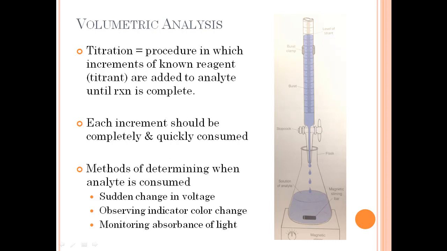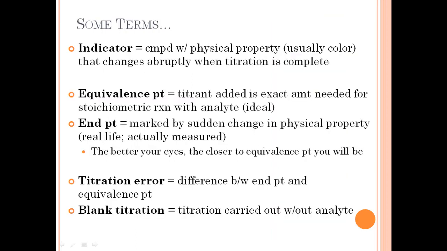in the analyte. Some terms that you should remember are, number one, indicator. That's a compound with a physical property, usually color. That's the one that we used in general chemistry. Phenolphthalein was the indicator. That changes abruptly when the titration is complete. So for example, phenolphthalein from general chemistry would be colorless in acidic solution, but once it became a basic solution, it would turn bright pink. And that's how you would know that reaction was complete.